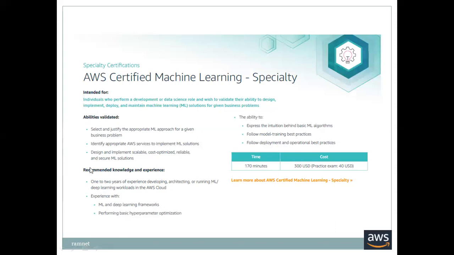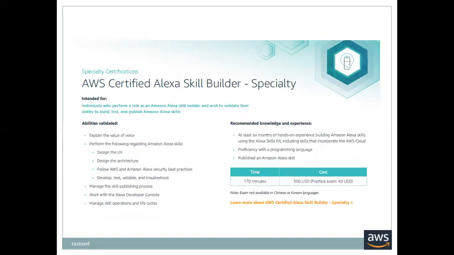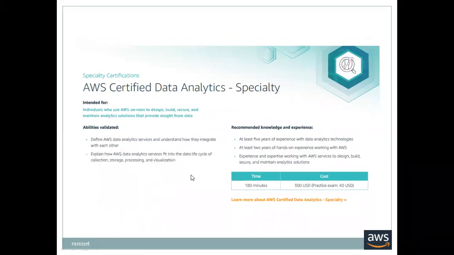And the ability validated, recommended knowledge of experience. You should be a proper machine learning guy. You should have done some kind of programming in artificial intelligence and machine learning. Then you can go for this. Next, Alexa Skill Builder. This is also the same thing. People have to have that AI and ML experience on this one. 170 minutes at $300. These are all quite the same thing.